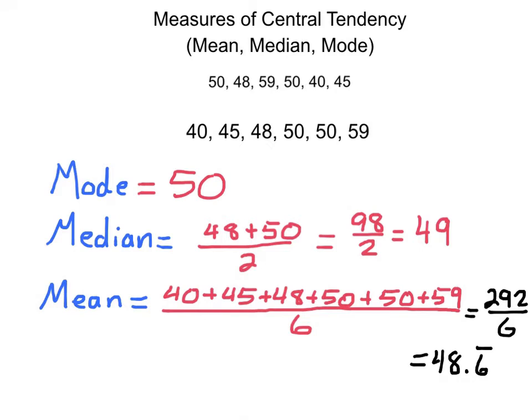Now, if you were taking a test and you were supposed to round this off to the nearest tenth, then you would have 48.7 as your final answer. So this is how you find the mean, median, and mode.